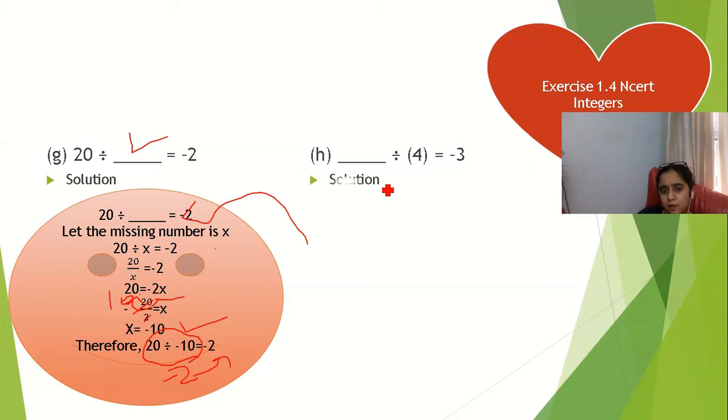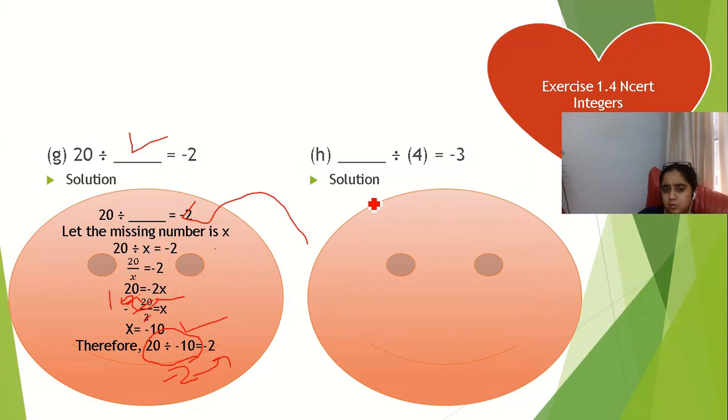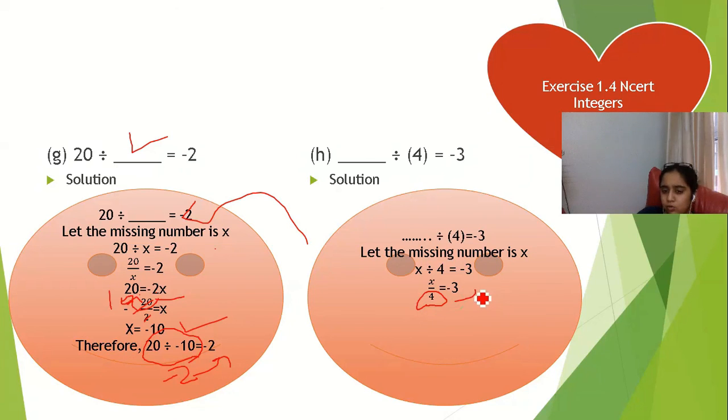And that is H part. We have to fill these blanks. We will assume the missing number is x. So x divided by 4 equals to minus 3. In the next step, this 4 will go to the right hand side and it will multiply with this minus 3, that is x equals to minus 12, because if you multiply 4 by minus 3, you will get the answer minus 12.